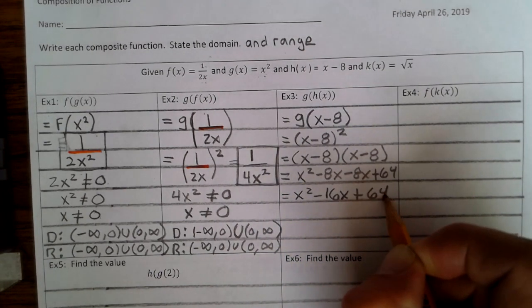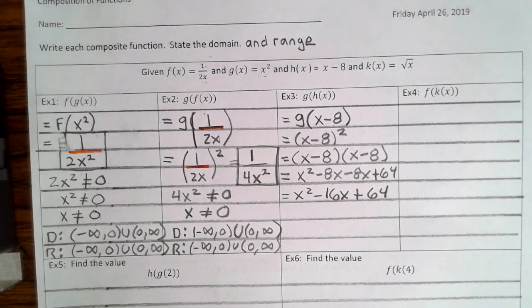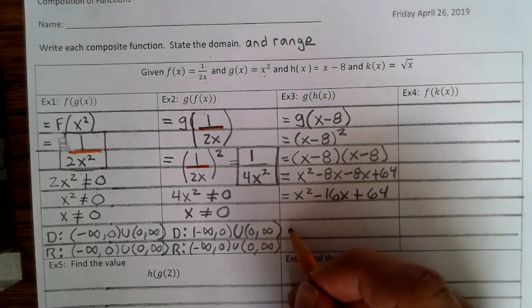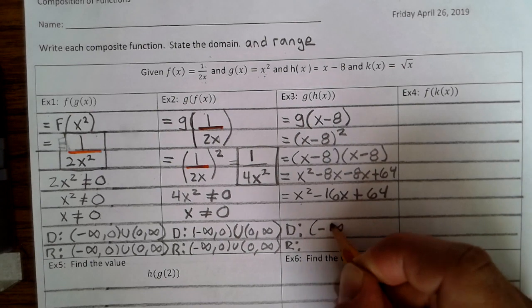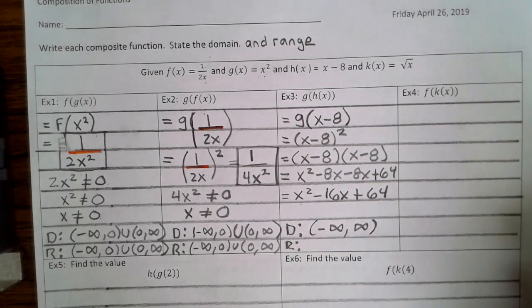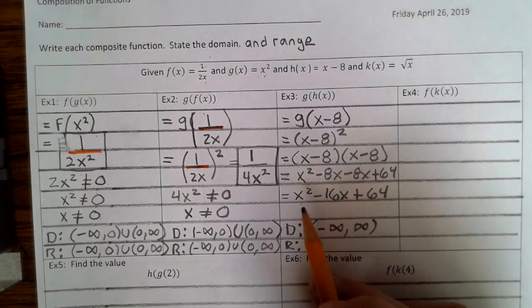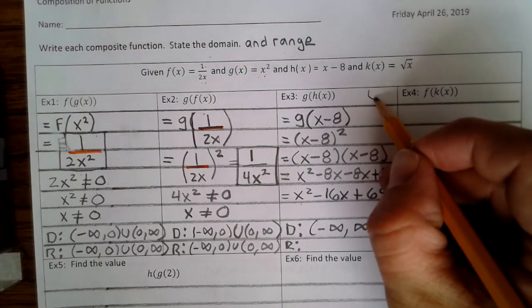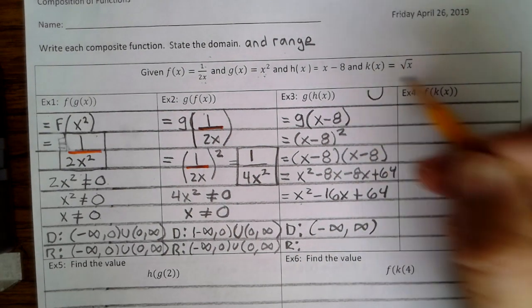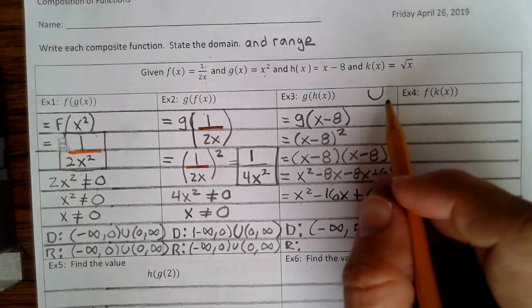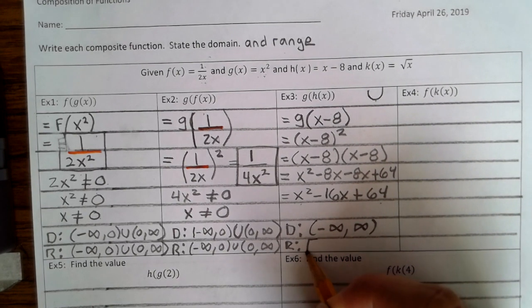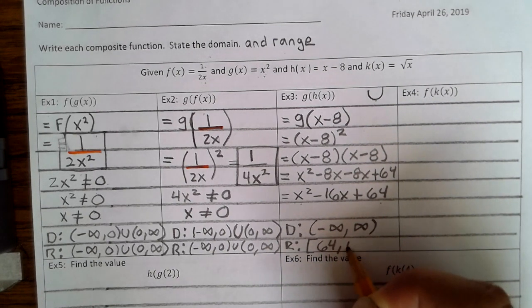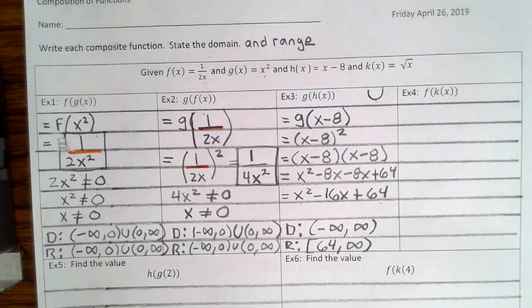Okay, so now let's look at the domain and range. Now we know the domain of a quadratic is from negative infinity to positive infinity. Now the range, we know since this is positive, it's opening upwards. And we know that at this point right here, 64 is our vertex, so we know that it's bracket 64 to infinity. Okay, let's take a look at example 4.